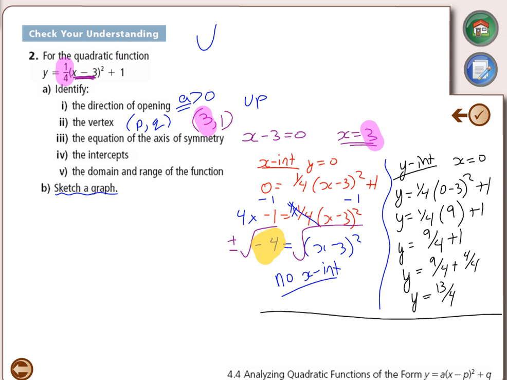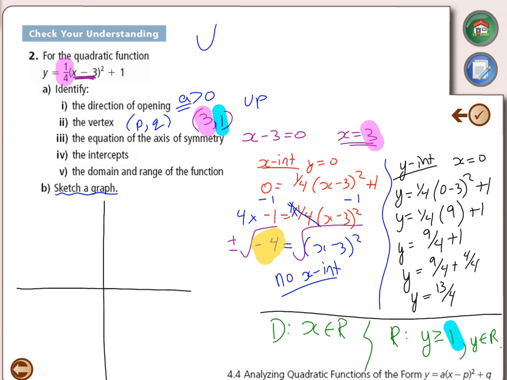And lastly, domain and range. Domain's always a nice, easy one. Domain is x ∈ R. It's a parabola, and it's not an application. Range, we just got to figure out, is it opening up or down? It's opening up. So y is greater than or equal to, and all we got to do is take our y-coordinate of the vertex and slap her in there. So that was 1. And of course, we can put on the end y ∈ R as well.